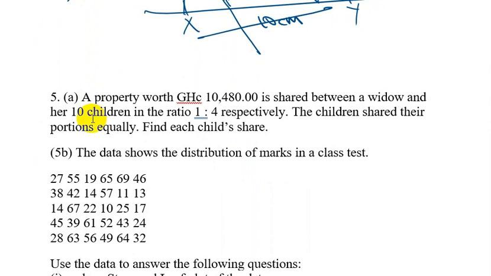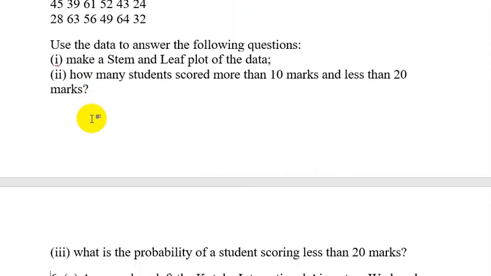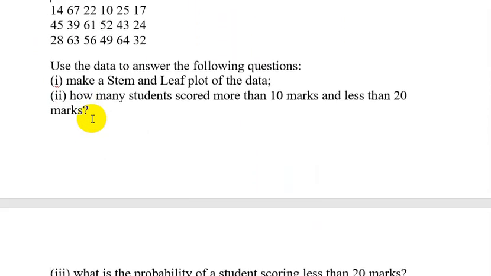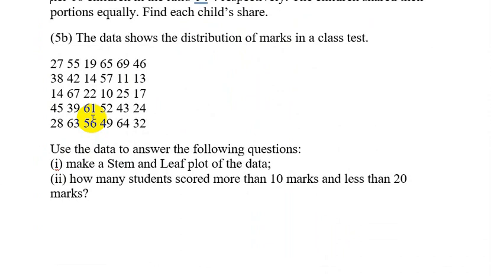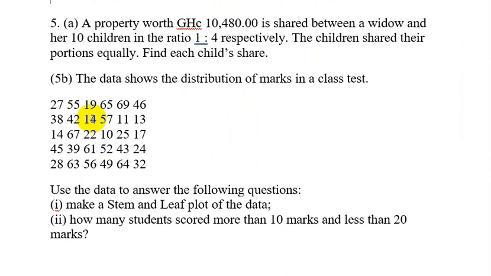Now question 5 is a stem and leaf plot. Very simple. But before that we have 5a. It says a property worth 10,480 is shared between a widow and her 10 children in a ratio 1:4 respectively. The children shared their portion equally. Find each child's share. This question is very interesting.